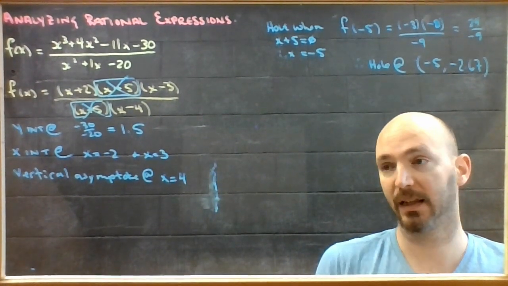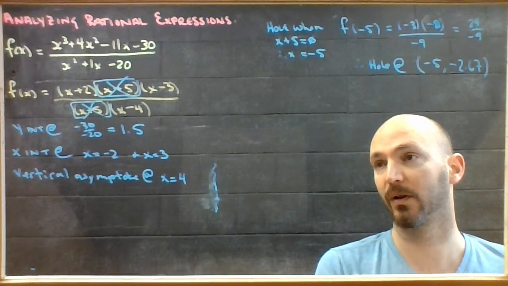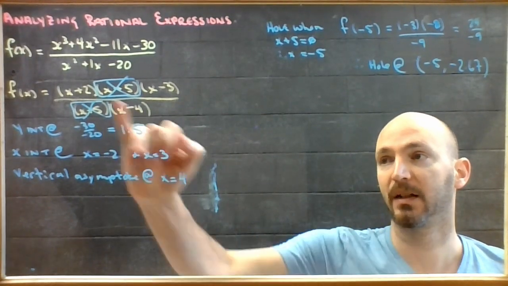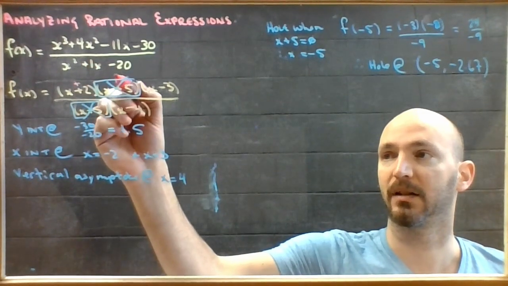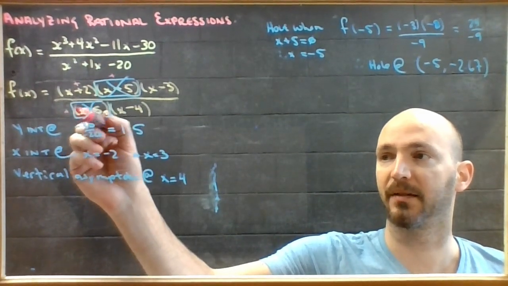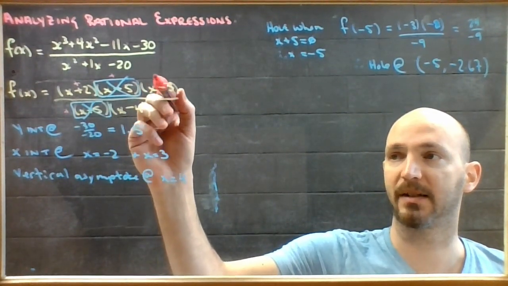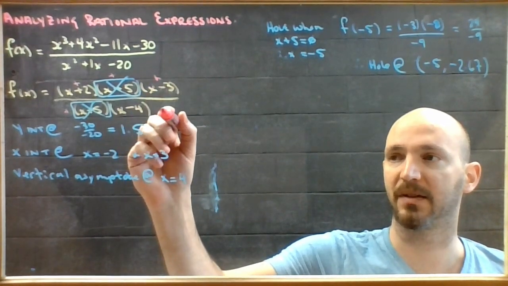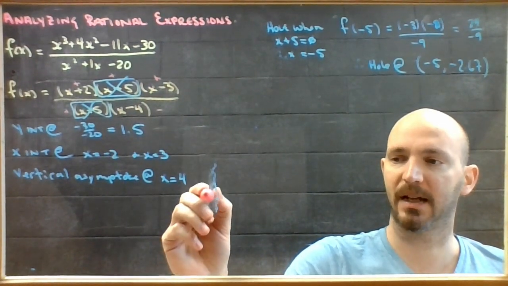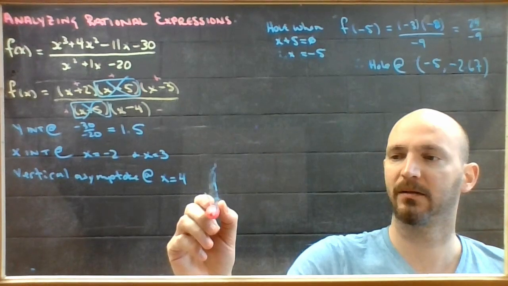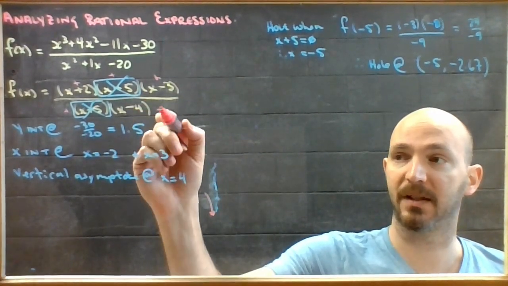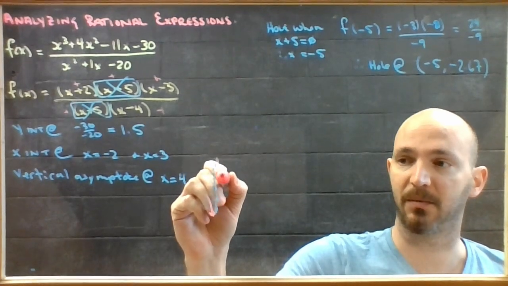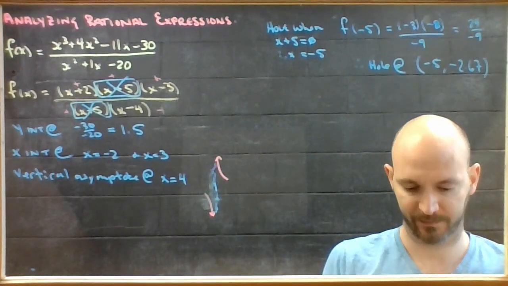All right, and if I check a little bit below 4, so try 3.5, this would be positive, this would be positive, this would be positive. 3.5 minus that would be positive, 3.5 minus 4 would be negative. So on this side it's headed down. And if I go to 4.5, that's going to flip this one to positive, so it's an upward type asymptote.